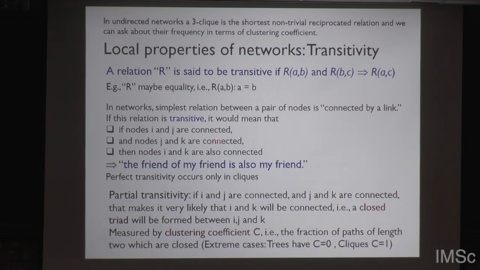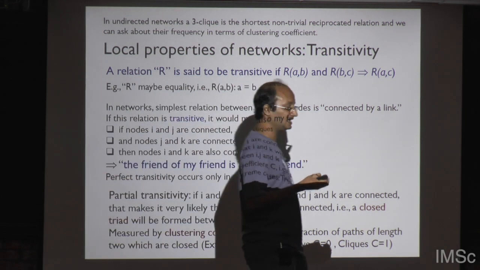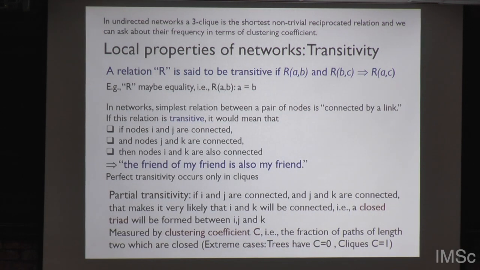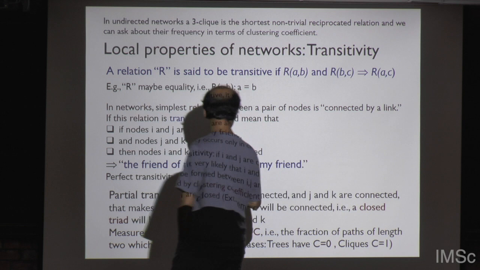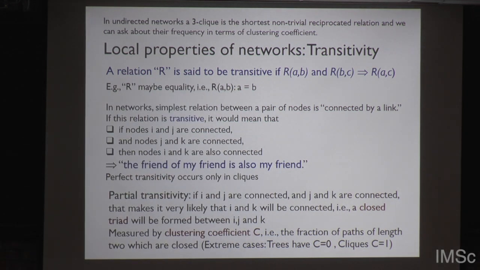Another way of expressing transitivity is to say that a friend of my friend is also my friend. So if this property holds true in your network, it could be said to show transitivity. Of course, no network would show complete transitivity except for cliques, where every node connects to every other node. So typically you're looking for evidence of partial transitivity, which is basically saying that if 2 nodes I and J are connected and another set of 2 nodes J and K are connected, then it's very likely that I and K would also be connected, forming a closed triad.